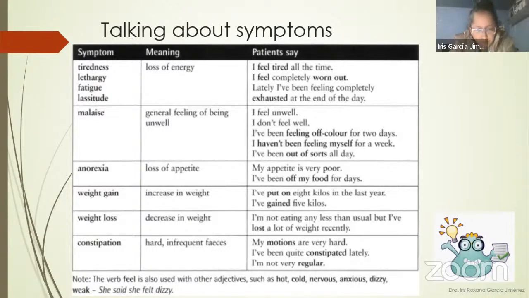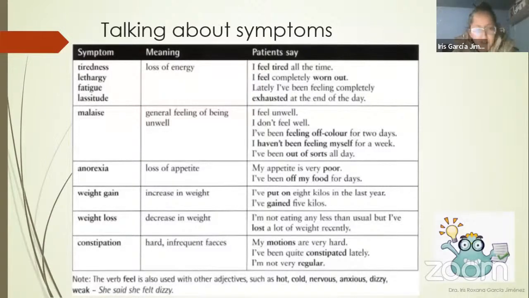Feces? Yeah. Okay, and patients say, "my stools are very hard," or "I have been quite constipated lately, and I am not very regular." Thank you so much, Rochelle. So you can see the expression of the patient is different from the symptom, from the meaning they are trying to refer to. It usually happens, it's very common.